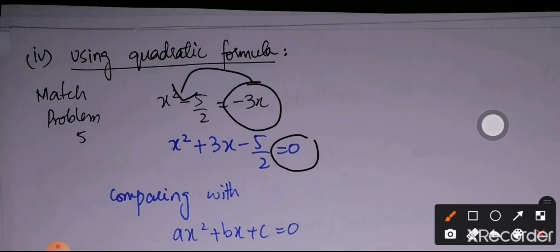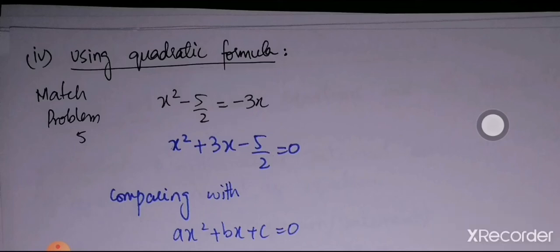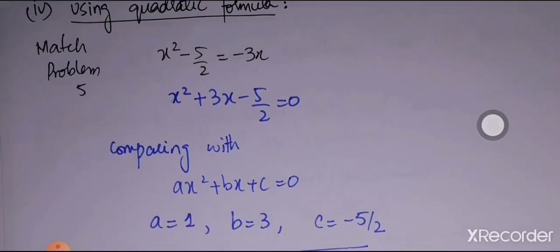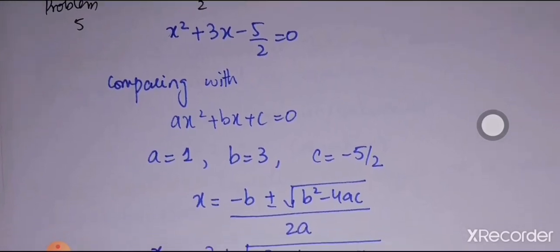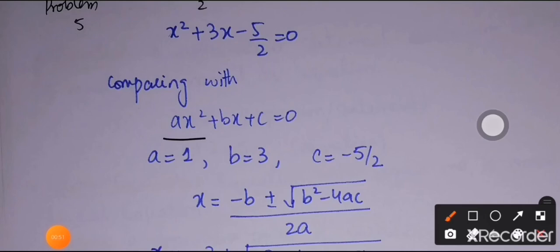So here we have x square plus 3x minus 5 by 2 is equal to 0. Now we will compare this equation with the standard form of quadratic equation, that is ax square plus bx plus c is equal to 0. Why we are comparing a given equation with the standard form of equation? Because if you remember, we solve this standard quadratic equation to get the quadratic formula by using complete square method. That's why we are going to compare it with the standard form of equation ax square plus bx plus c is equal to 0.